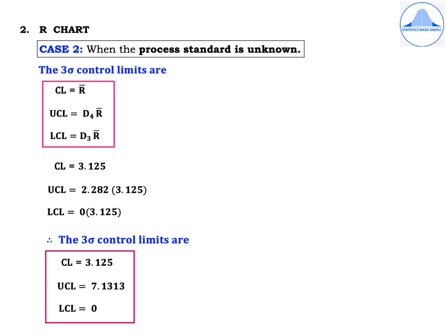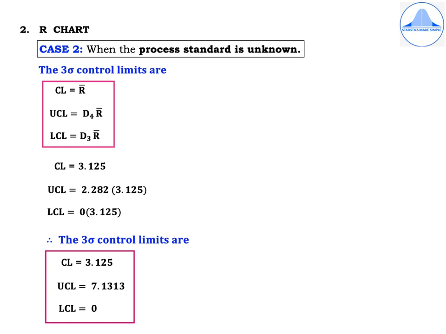Second is the R chart. Case again will be when the process standard is unknown. The 3 sigma control limits are given by CL is equal to R bar, UCL is D4 R bar and LCL is D3 R bar. So substituting the value of R bar, we get CL equal to 3.125, UCL is equal to 2.282 into 3.125, LCL is equal to 0 into 3.125. Therefore, the 3 sigma control limits for the R chart are CL equal to 3.125, UCL equal to 7.1313, and LCL is equal to 0.